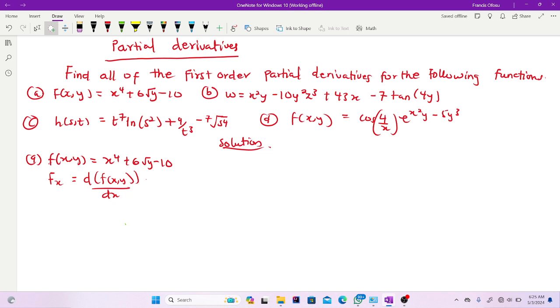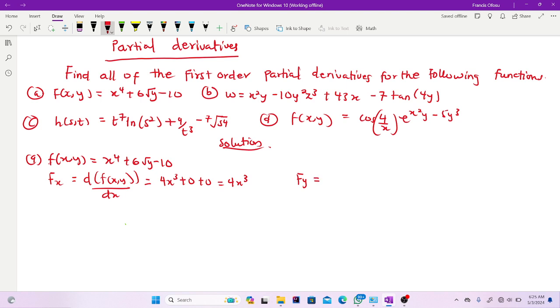Okay, so what am I getting? The first term here is x to the power 4, so I can go ahead and differentiate this and I'll get 4x cubed by fundamental derivative principles. For the second one, 6 root y is purely y. It's a constant, so when I differentiate, I'm getting 0. Negative 10 is also a constant. I'm getting 0. And I'm getting 4x cubed as the partial derivative with respect to x. Let's find fy, with respect to y.